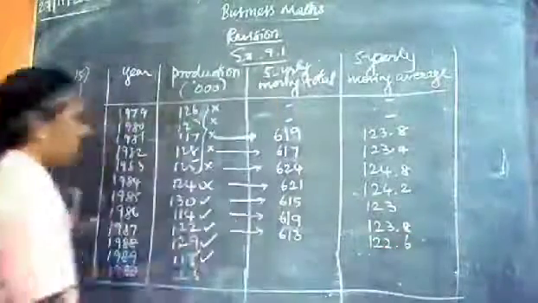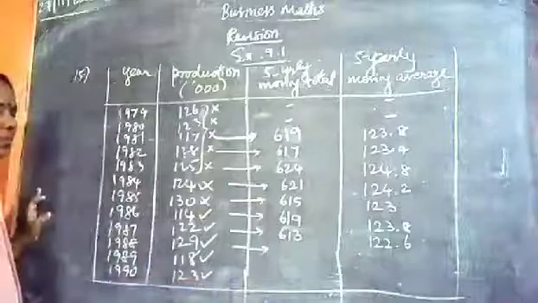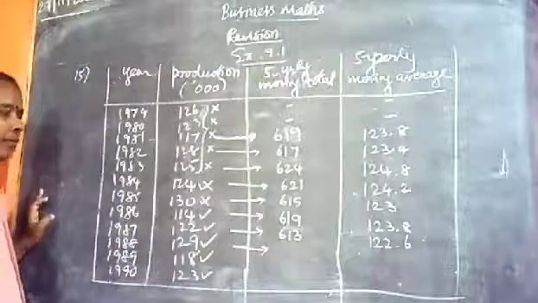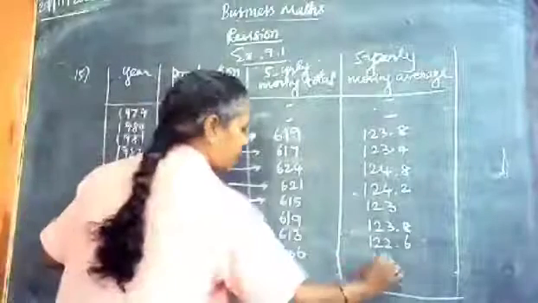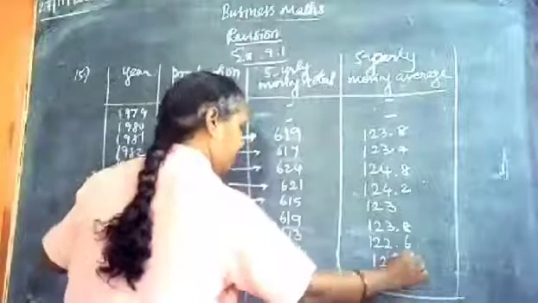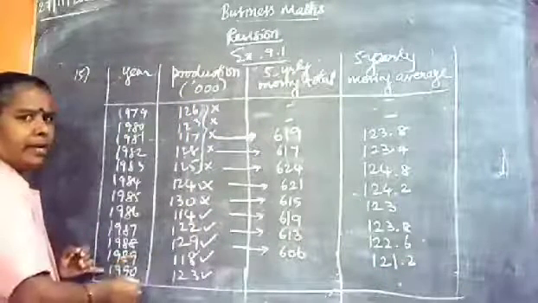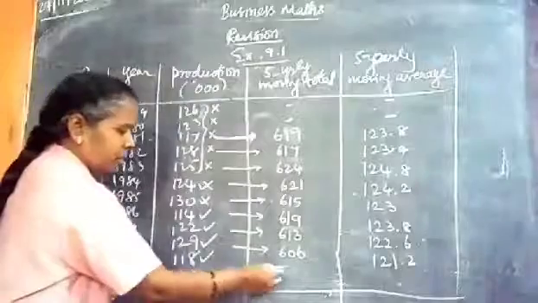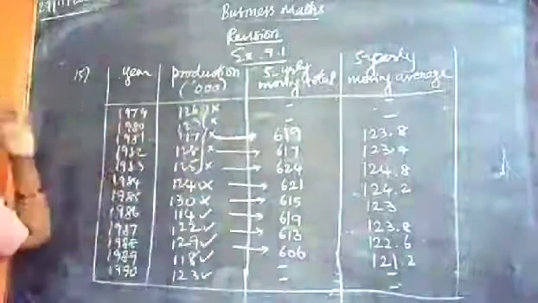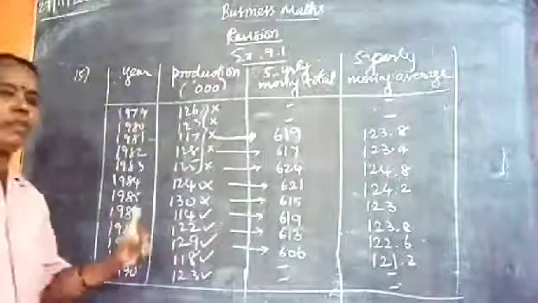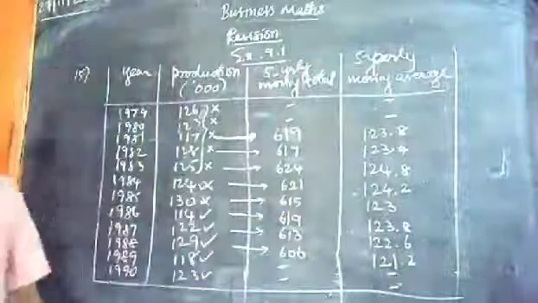122.6. And finally, leave this number, join this number, write the answer in the middle. 606. By 5. 121.2. So we are not going to get the answer for the year 1989 and for 1996. So in those cases, what are you going to give? Dash. Don't forget to give dash for the last 2 years and the first 2 years. And your final answer along with the year, 5 yearly moving total and 5 yearly moving average. That's all. Okay. Is there any doubt?